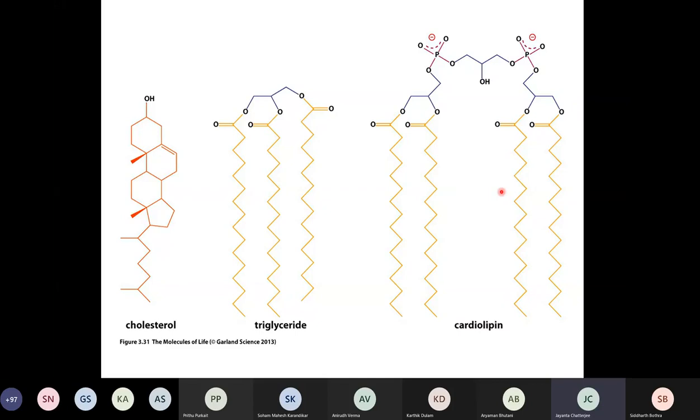that people believe these cardiolipins, dimers of glycerophospholipids or whatever, have a very interesting role in membrane fusion.